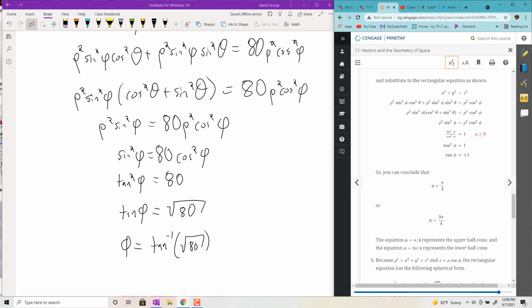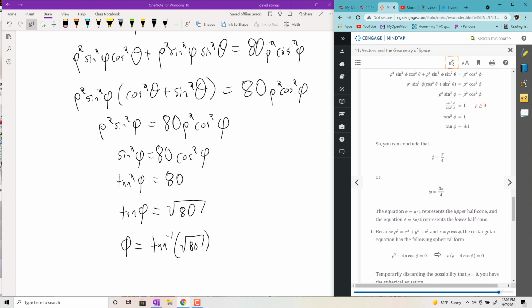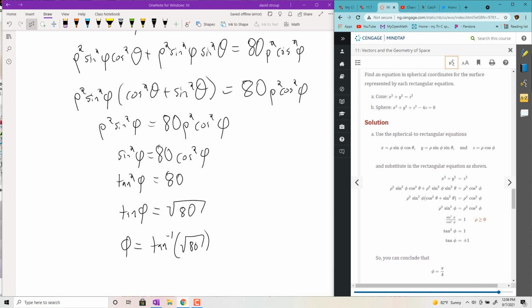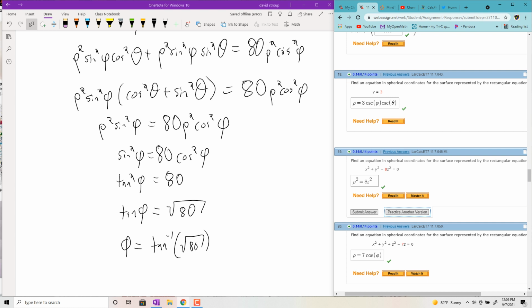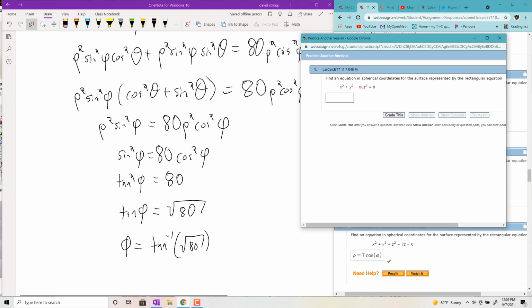In the book, they could actually find the inverse of phi. So you see they get 2 answers, and one is basically one part of the graph and the other one's the other part of the graph. But in the software, they're not going to bully you into giving both answers. So you just write one of your answers in. And in particular, in this case, tan inverse of square root 80, that's not well known. So you just write it literally.